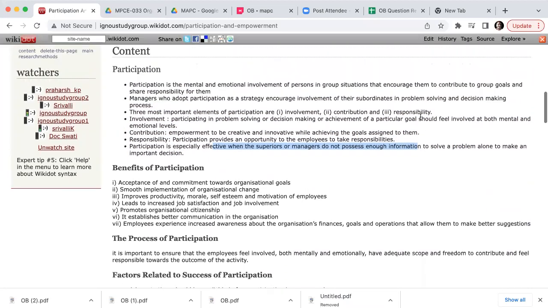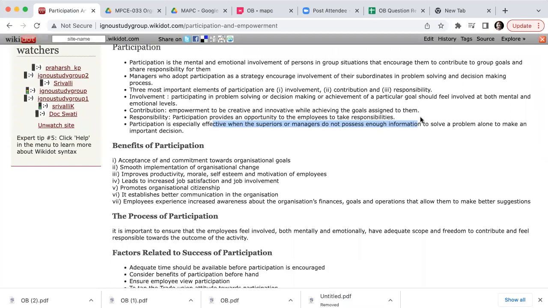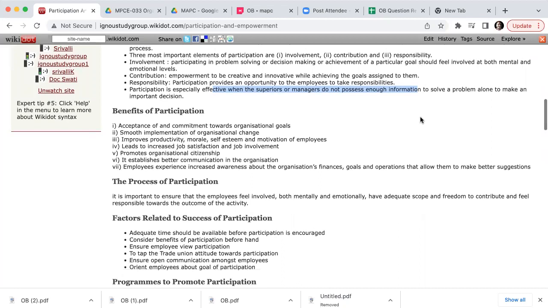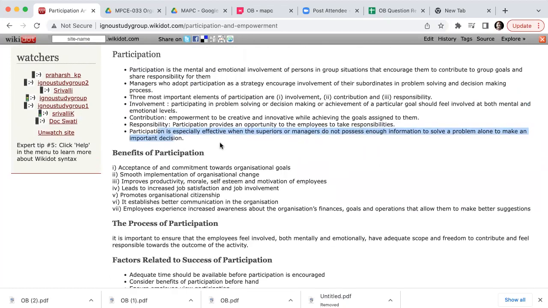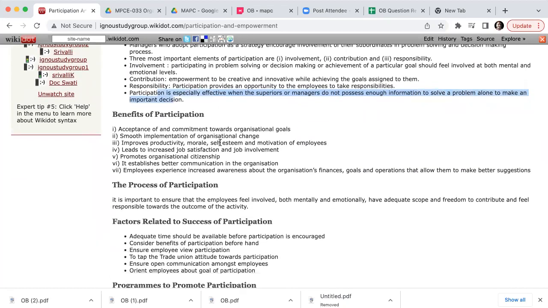So basically, when things are not really clear for the manager as well, this kind of technique is very useful, because maybe your subordinates would actually know it better than you. Maybe it's a complex problem that can be solved together. So this is another way of thinking. Participation is good for even managers. It's not just about the employees who feel the responsibility.